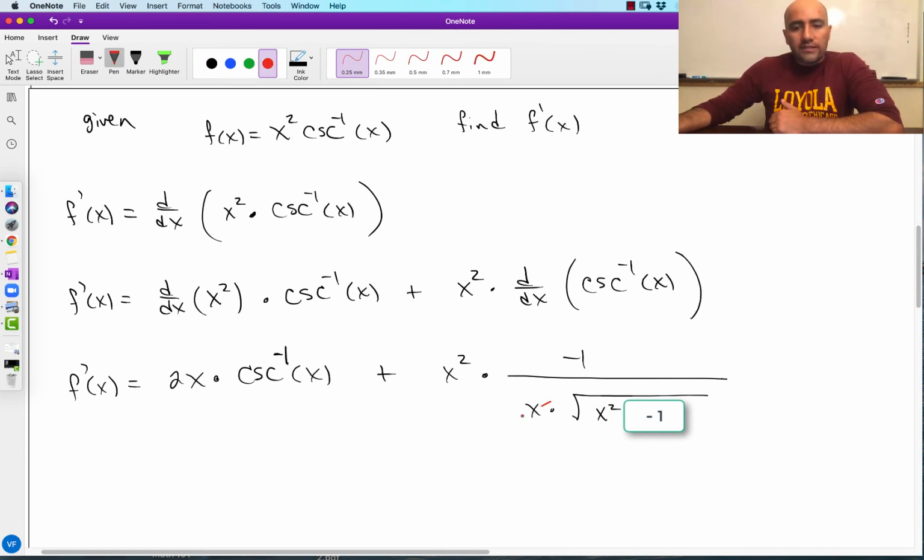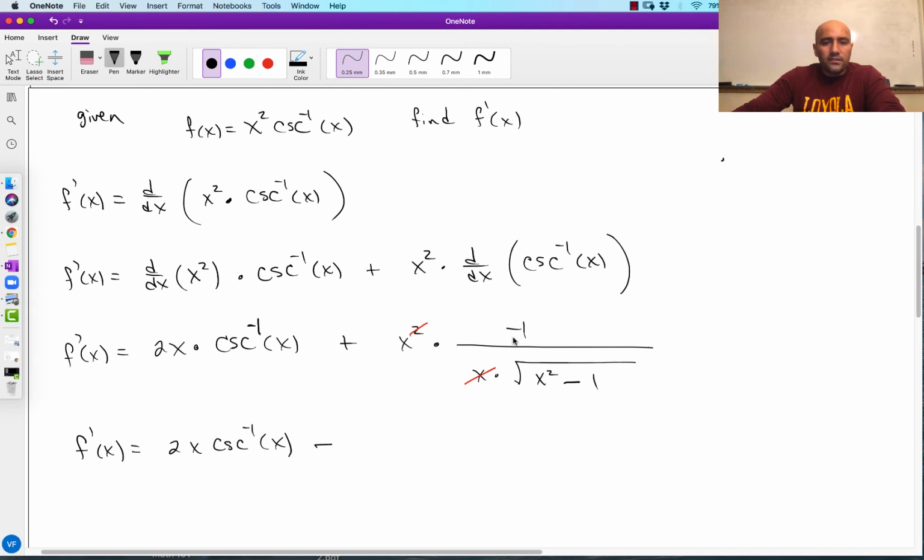First of all, I can see that this x will cancel with that x, and that's about it. So the derivative with respect to x is going to be equal to 2x cosecant inverse of x minus a giant fraction where there's still one x surviving in the numerator, and the denominator will have the square root of the whole thing, x squared minus 1. Okay, all right, so that's our derivative.